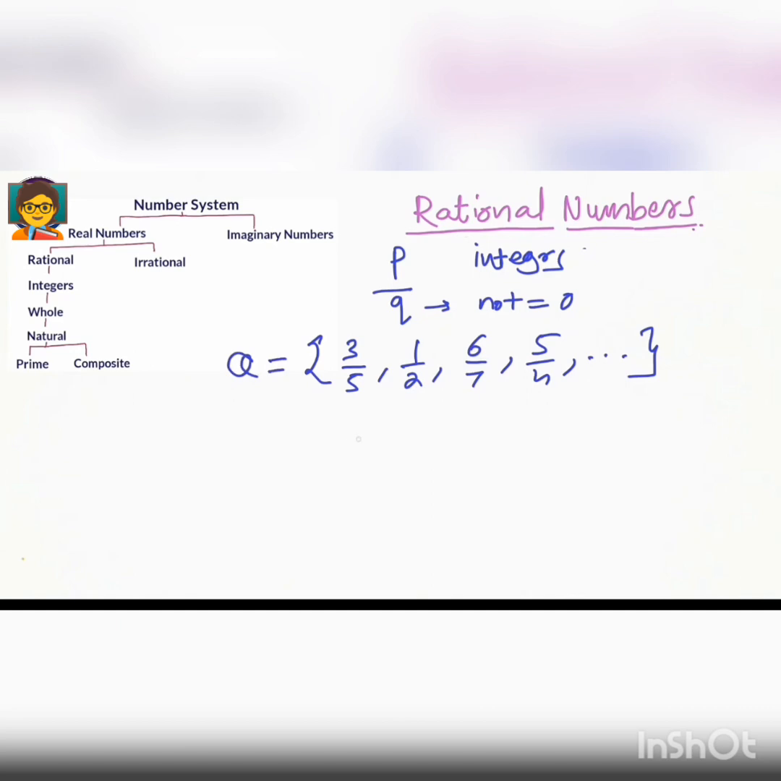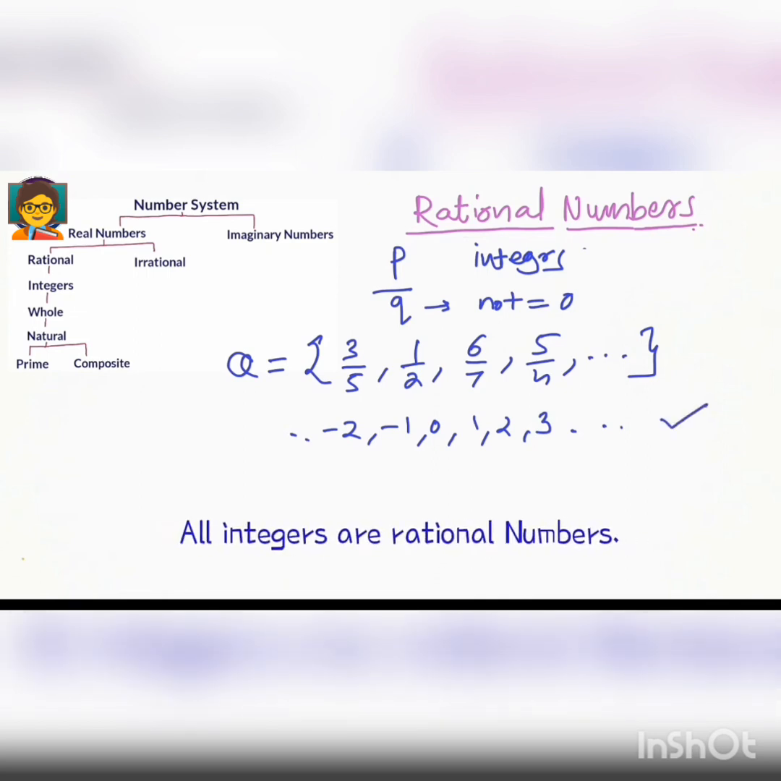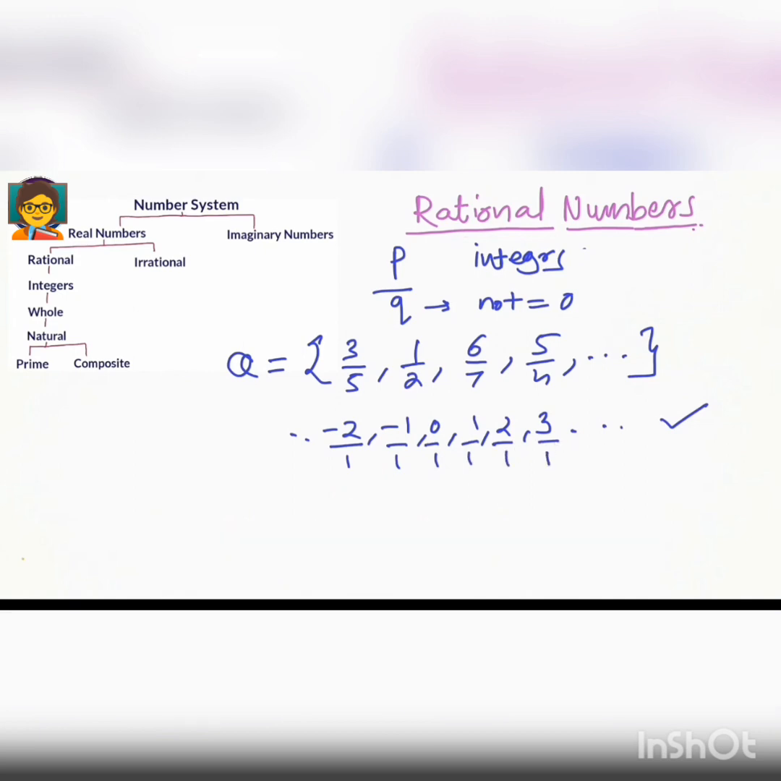Now you might ask me whether all the integers, that is -2, -1, 0, 1, 2, 3, are rational numbers. The answer to this question is yes, all these numbers are rational numbers. The reason is each number can be represented like this, -2 by 1, -1 by 1. Any number divided by 1, you will get the same number as the answer. Hence all these numbers are rational numbers.